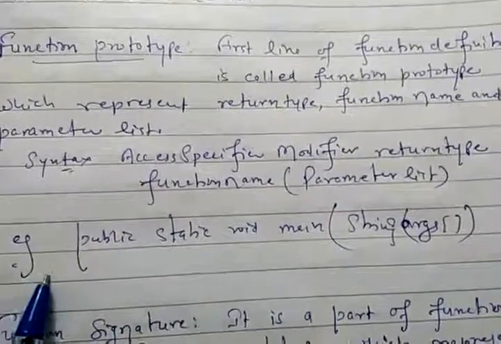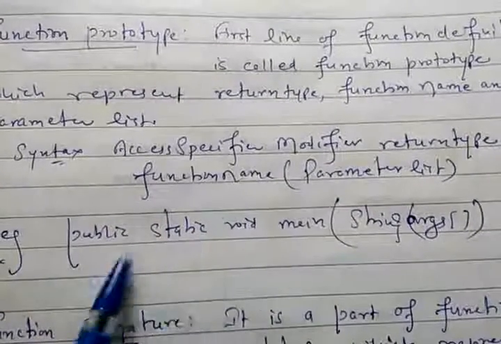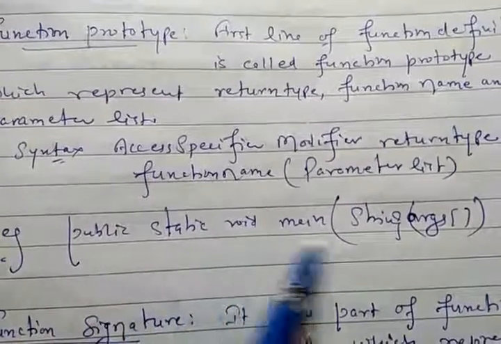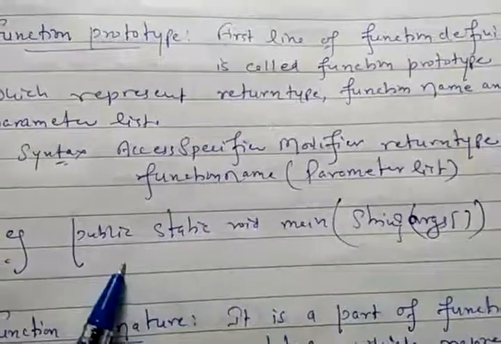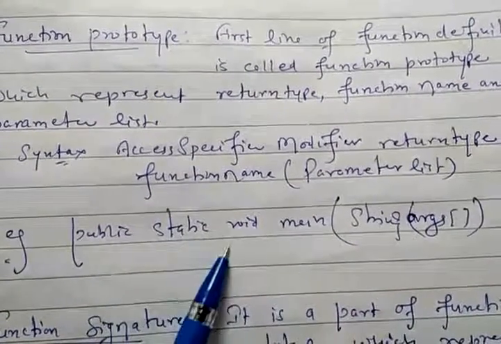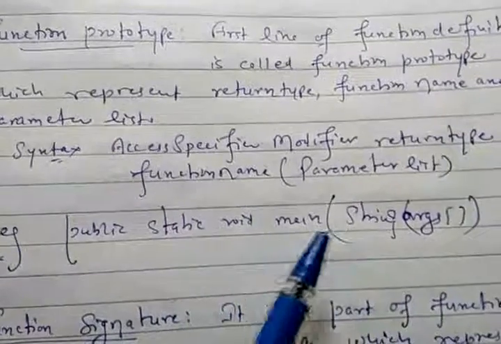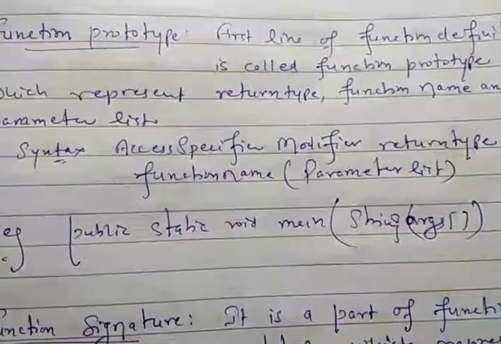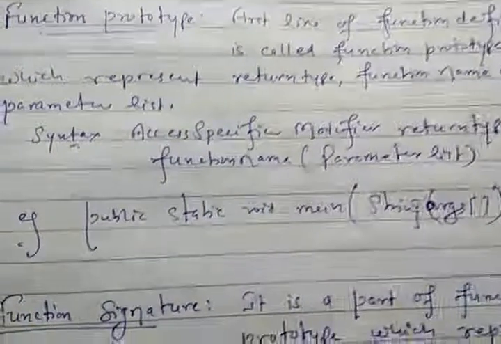Here is one example which contains all these things: public static void main(String args). Public is an access specifier, static is a modifier, void is a return type, main is the name of the function, and String args is the parameter.